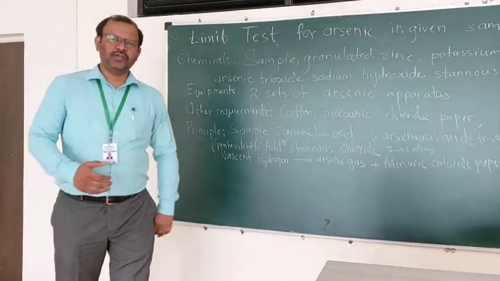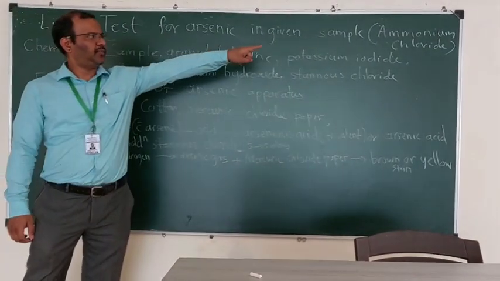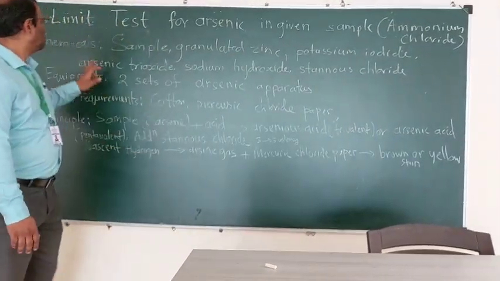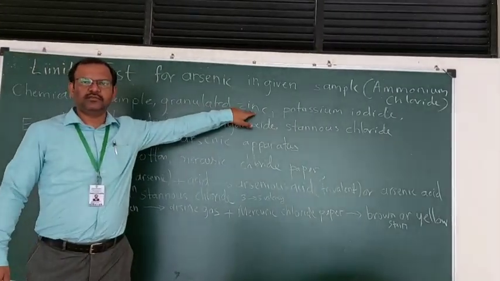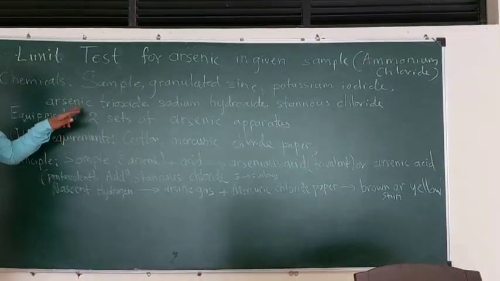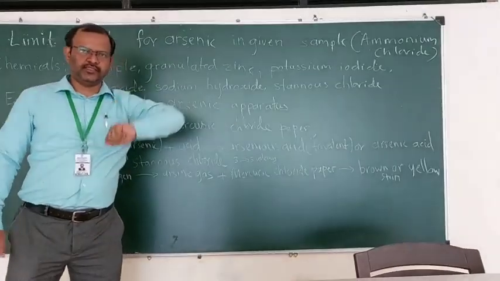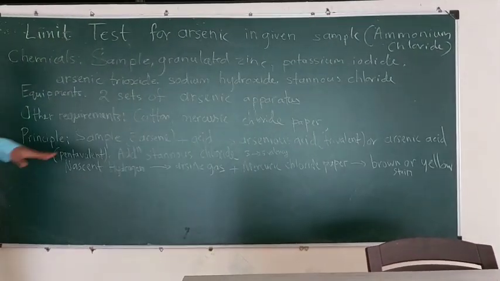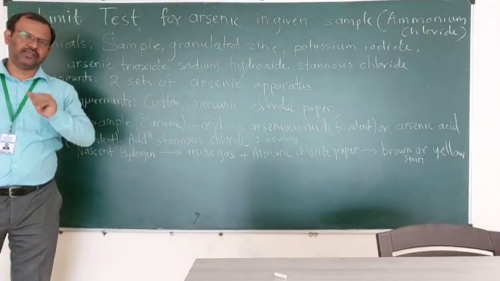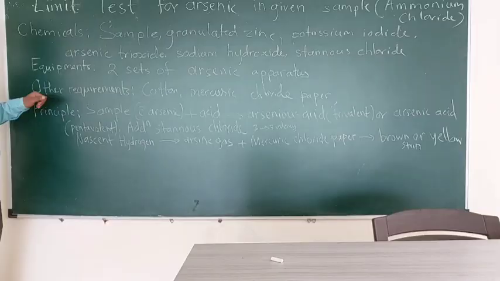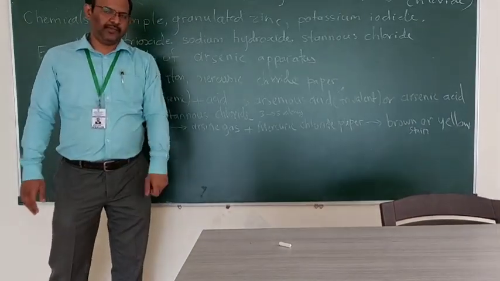Hello friends, today we are going to see the limit test of arsenic. Limit test of arsenic in a sample, which is ammonium chloride. Chemicals required: sample having ammonium chloride, zinc, potassium iodide, arsenic trioxide, sodium hydroxide, and stannous chloride. Now equipment, we require special equipment: arsenic apparatus, two sets, one for test and one for standard. Other requirements are cotton, and we also require mercury chloride paper.